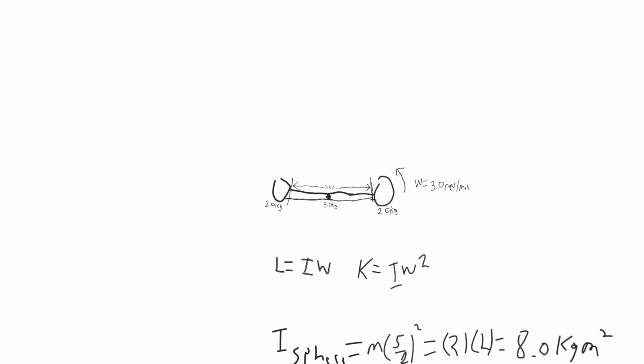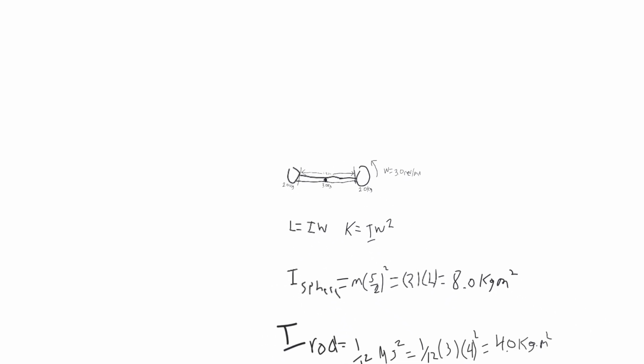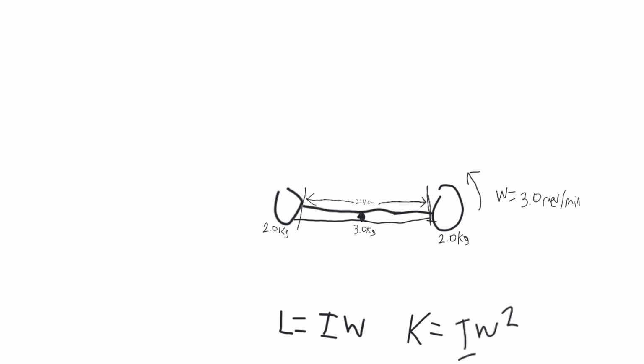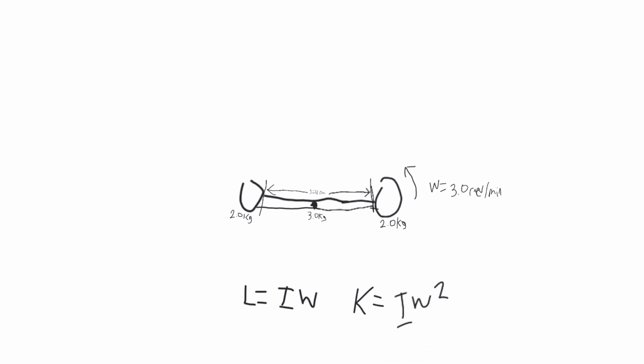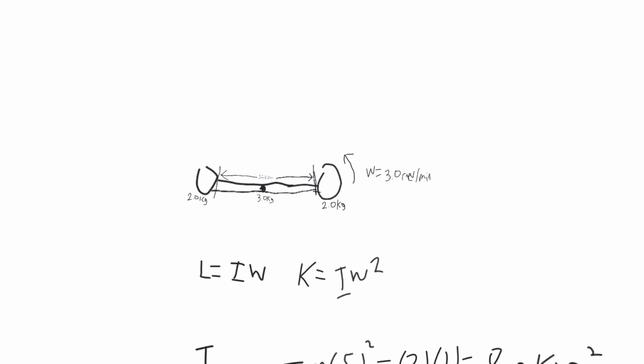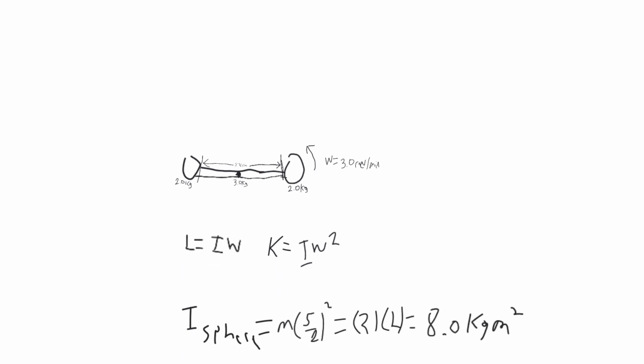the assembly. So basically I did a little setup here of what that would look like visually, right? We have the two spheres here, which are 2 kilograms each. The rod is 3 kilograms, and the total length of the rod is 4 meters, and it goes 3 revolutions per minute.